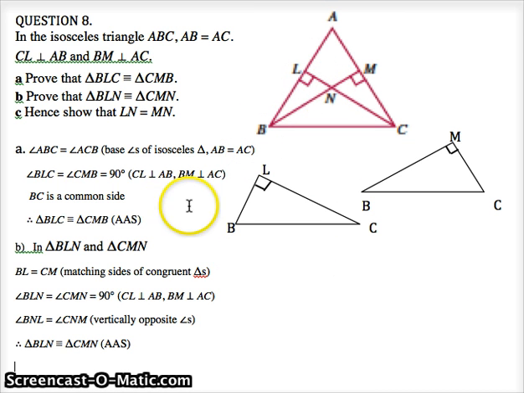Okay, so we've proven that those two triangles are congruent, and now for part C, hence show that LN equals MN. We can see that LN and MN are actually corresponding or matching sides of the two congruent triangles that we just were looking at. So they are equal because they are matching sides of congruent triangles. And that ends this question.